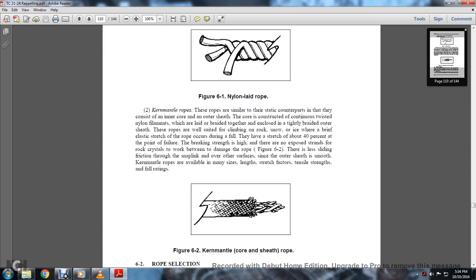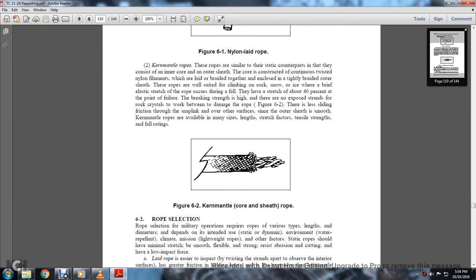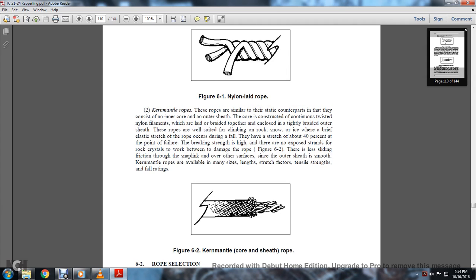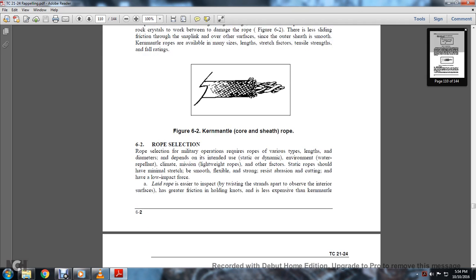Figure 6.2. There is less sliding friction through the snap link over other surfaces, since the outer sheath is smooth. Kernmantle ropes are available in many sizes, lengths, strength factors, tensile strengths, and falling rates. Figure 6.2 shows the kernmantle core and sheath. Figure 6.1 shows the nylon laid rope.